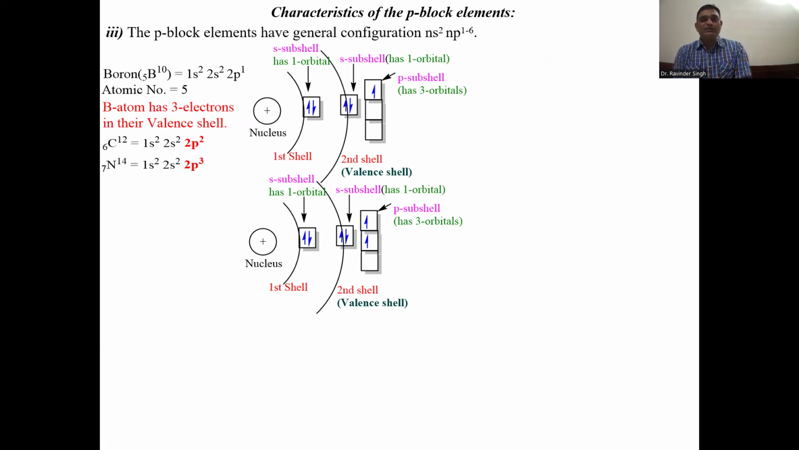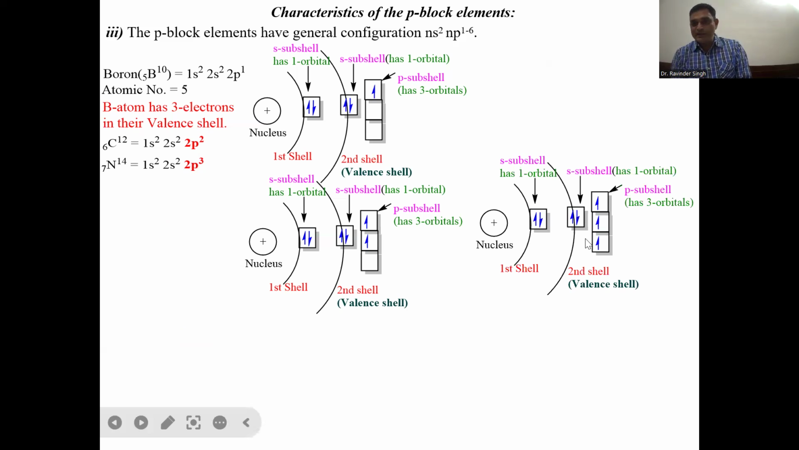But one common thing that we are seeing here, moving left to right in the same period, that is in the second period, the number of shells remains the same. The number of shells remains 2, because these are second period elements. Second period means they have only 2 shells, and all elements have 2 shells. Boron 2 shells, carbon 2 shells. Now the nitrogen, that also has only 2 shells.